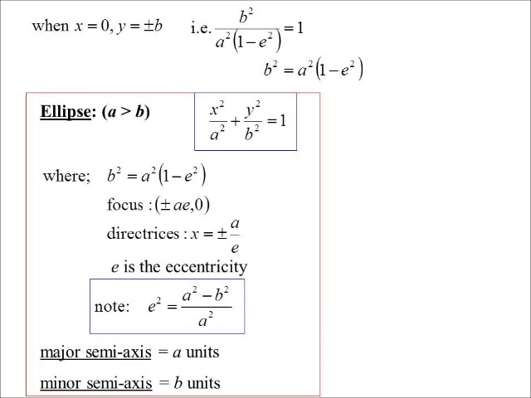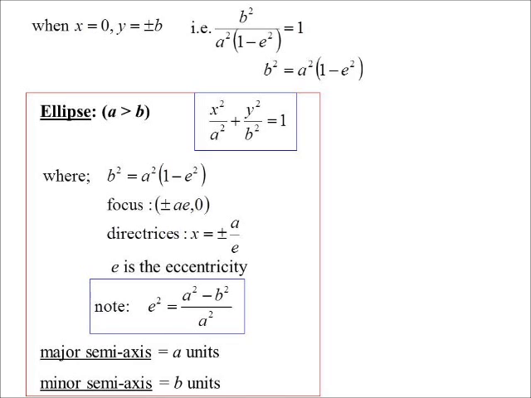So if I sub that in, x equals 0, y equals b, I get b squared on a squared (1 minus e squared) is 1. So b squared is in fact a squared (1 minus e squared), which makes the formula a lot neater. Now, that's how we end up getting it for an ellipse where a is greater than b. The general equation: x squared on a squared plus y squared on b squared is equal to 1.